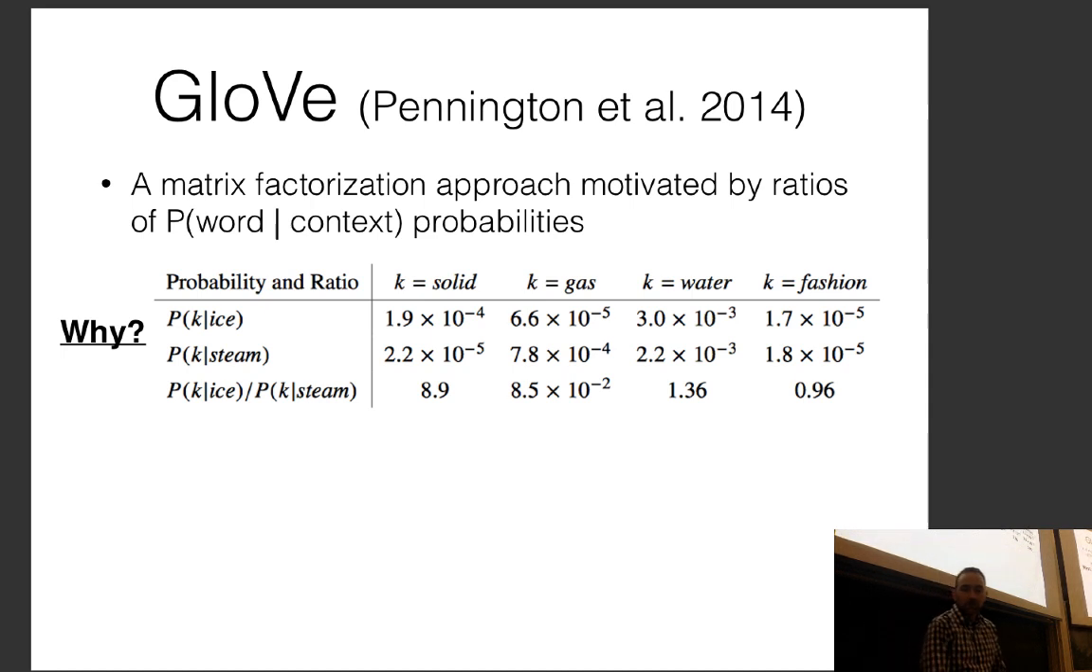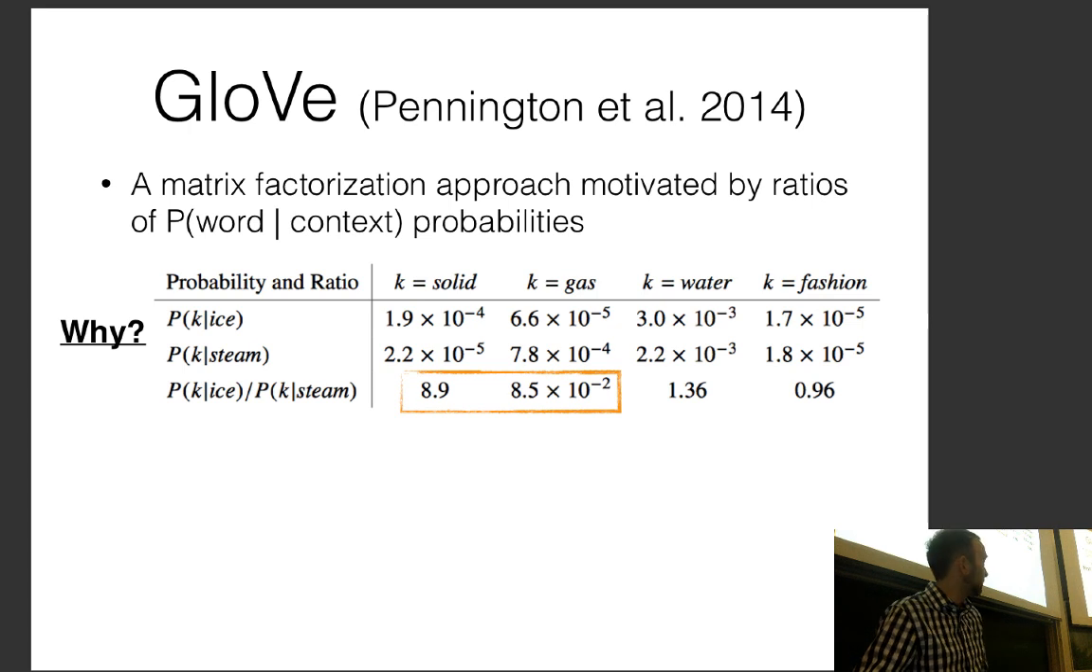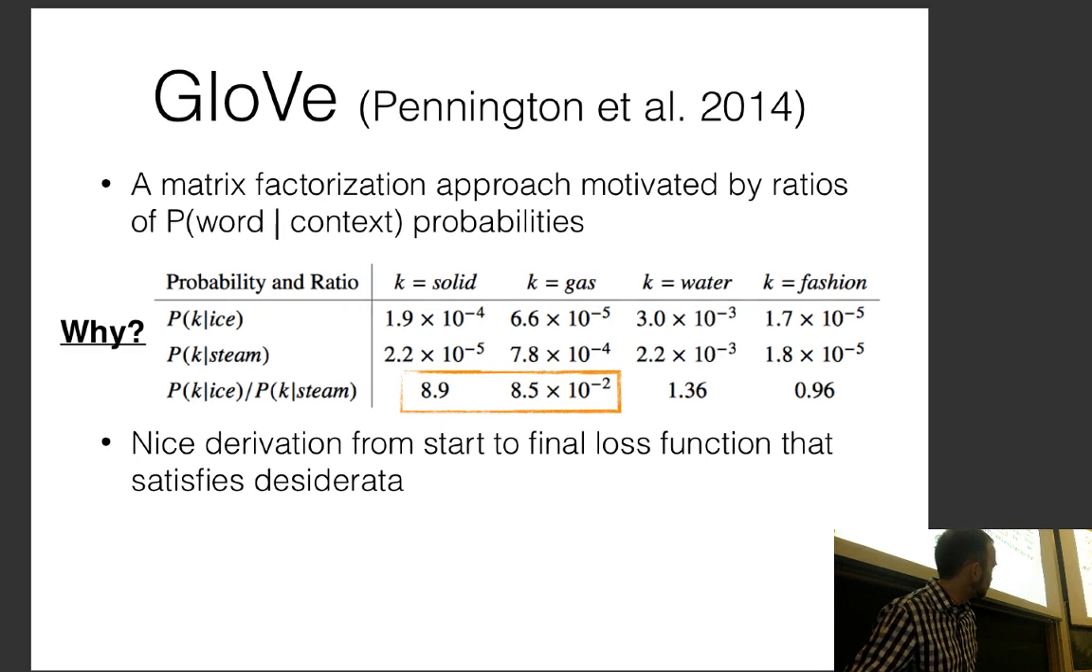So if you look just at the probability of solid given ice, or the probability of gas given ice, you don't see a big difference. But if you look at the probability of solid given ice divided by the probability of solid given steam, you see a big difference between the probabilities. It's 8.9 times larger for ice than it is for steam. So the idea is that these ratios of probabilities are a good way to come up with meaningful correlations, I guess.